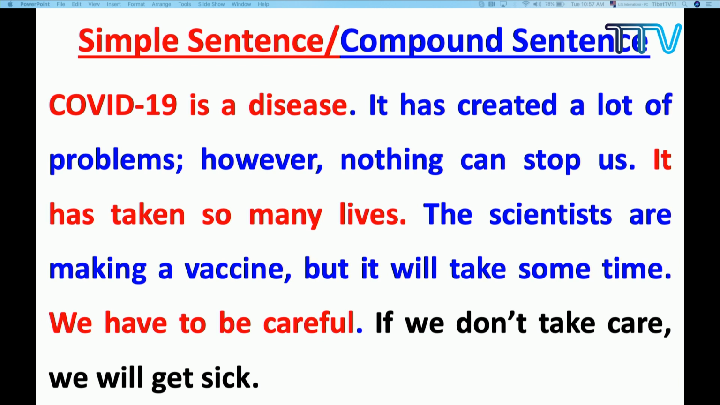It has taken so many lives. Now this is a simple sentence, complete, an independent clause also. Now the next sentence: the scientists are making a vaccine, but it will take some time. If you look at this, there are two complete independent sentences. Scientists are making a vaccine, complete sense. It will take some time, again an independent simple sentence. Both these sentences are joined by the connector but. Before the word but, I have used a comma.